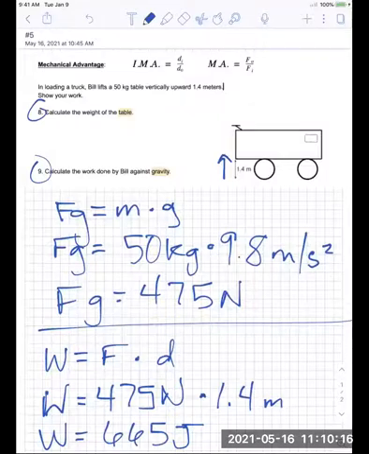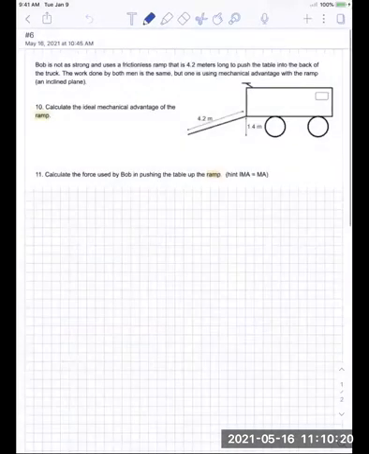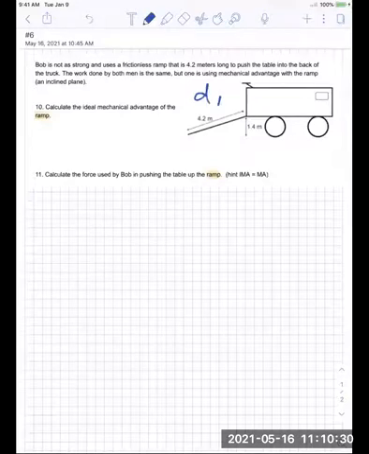done. So for continuation with this problem, we now have Bob, who's not as strong and wants to use this frictionless ramp. Frictionless is a key word there. And it gives us the input distance and it gives us the output distance. And we already calculated the output force on the previous question, the FO. So now it's asking us to calculate ideal mechanical advantage.